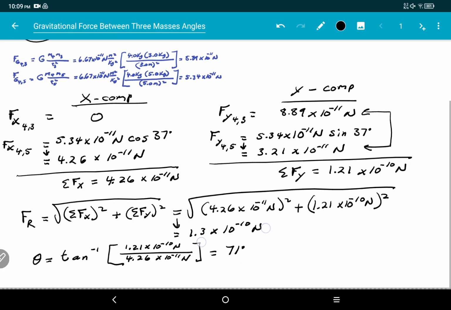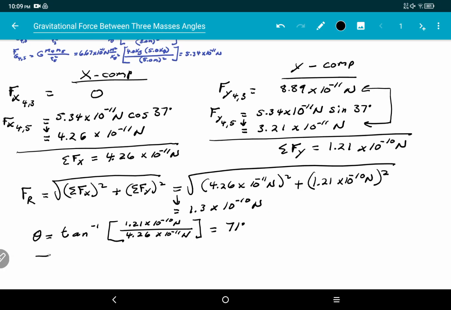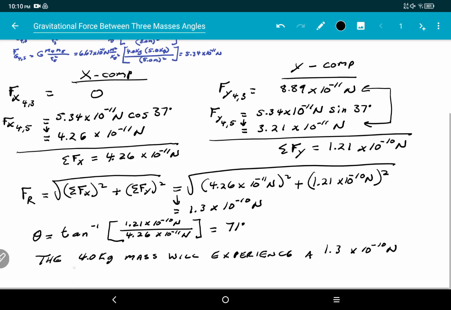So how would I answer this? I would write the 4 kilogram mass will experience a 1.3 times 10 to the negative 10 Newton force exerted at 71 degrees. And we're done. Okay? That's how you solve these.